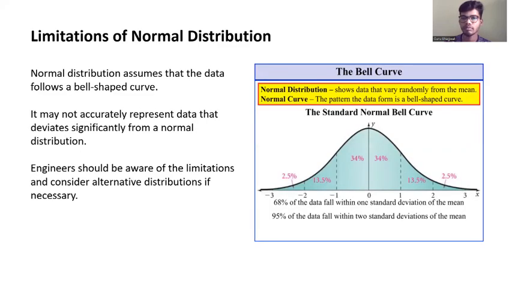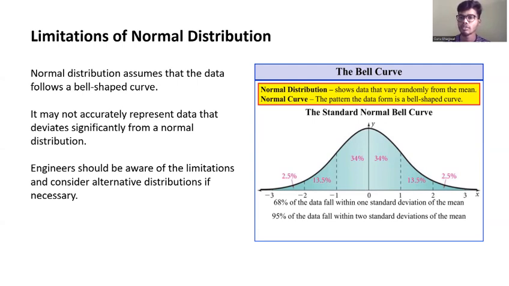Next, the limitations of the normal distribution. What are the limitations present in the normal distribution? The normal distribution assumes that the data follows a bell-shaped curve. This is one of the most important limitations. Next, it may not accurately represent data that deviates significantly from the normal distribution. Engineers should be aware of the limitations and consider an alternative distribution if necessary.